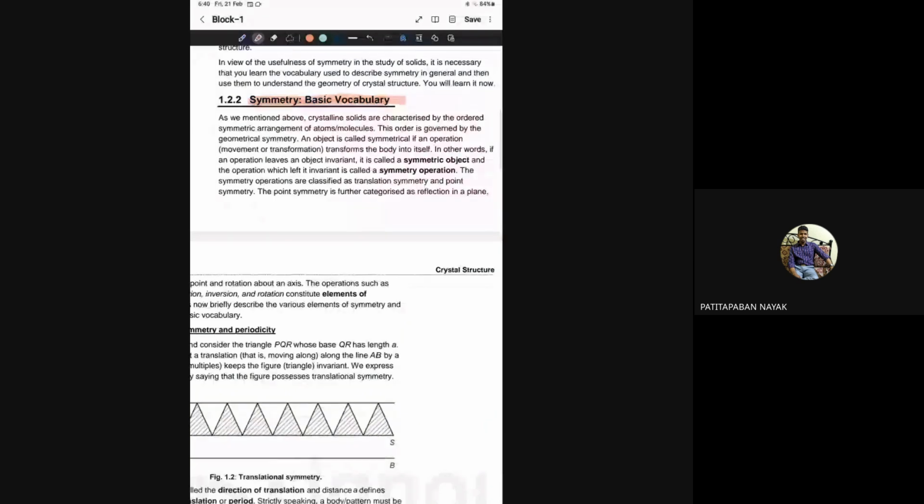As mentioned above, crystalline solids are characterized by an ordered symmetric arrangement of atoms and molecules. This order is governed by geometrical symmetry. An object is called symmetrical if an operation transforms the body into itself. This is very important.